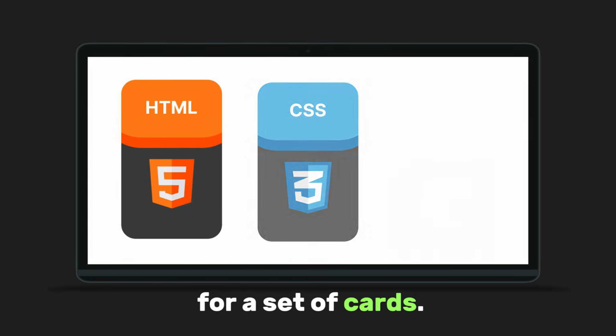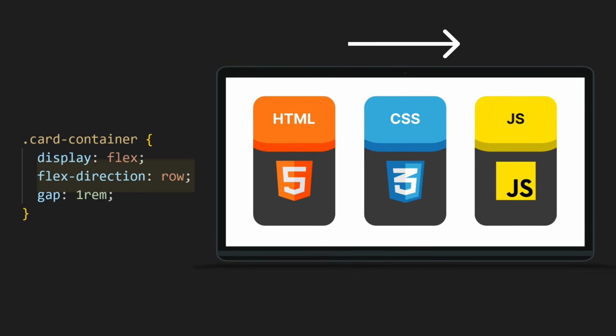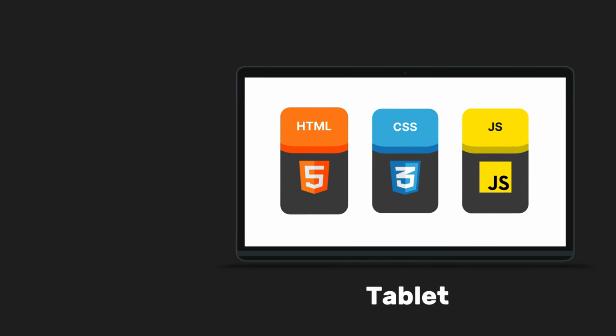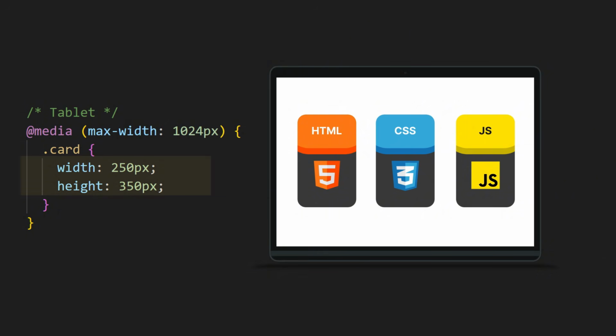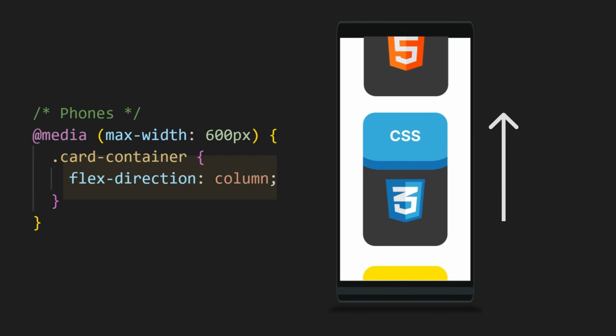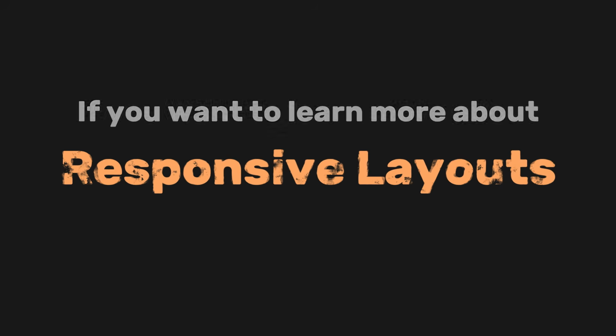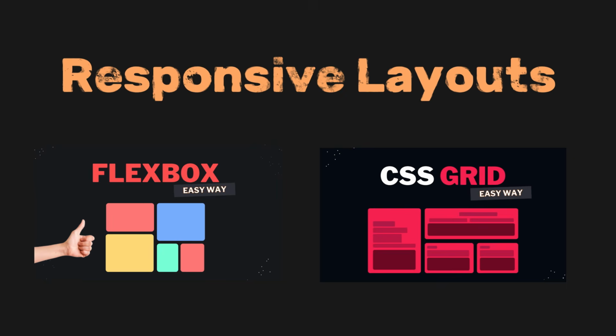For example, you might use a flexbox layout for a set of cards. On the desktop version, you might display them in a row by setting the flex direction to row. On the tablet viewport, you might want to make the cards smaller by adjusting their height and width. On the phone viewport, you might want the cards to be displayed vertically, so you set the flex direction to column. If you want to learn more about responsive layouts, you can find our flexbox and grid tutorial in the description.